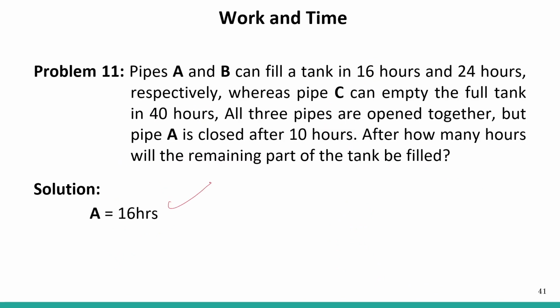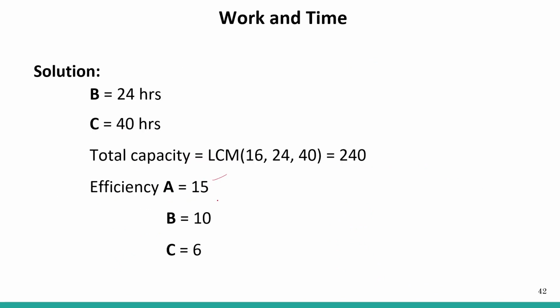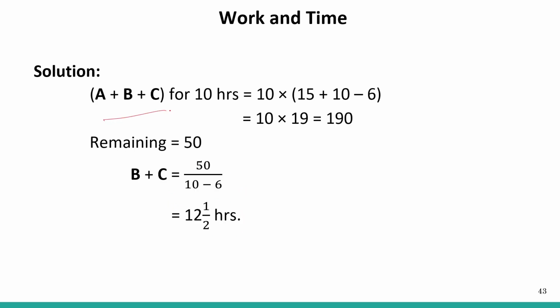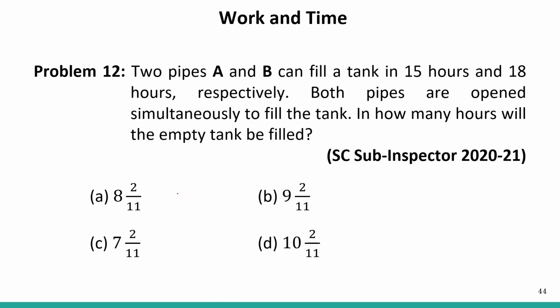So A is equal to 16 hours, right? So A is equal to 15, B is equal to 10, and C is equal to 6. So A plus B plus C for 10 hours will be 10 into 15 plus 10 minus 6, that is equal to 190. So remaining 50 is equal to B plus C is equal to 50 by 10 minus 6 is equal to 12 whole and 1 by 2 hours. So let's see problem number 12.